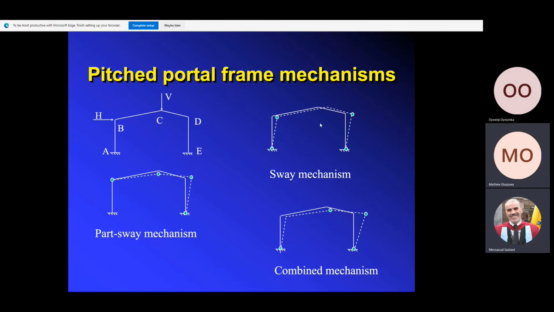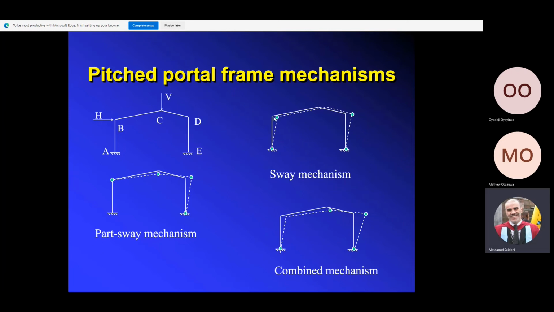You see here, the sway mechanism, can you see here? This column rotates which direction? Clockwise. This beam here in this mechanism, the part sway, this beam or rafter, we call it rafter, not beam, this rafter rotates which way?